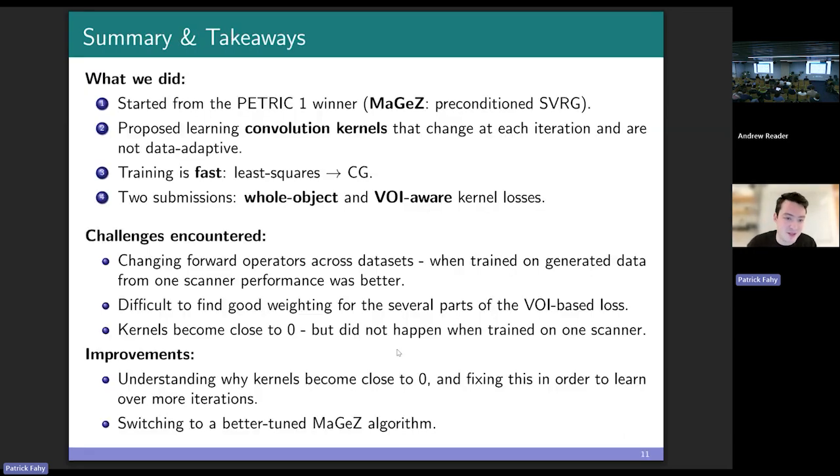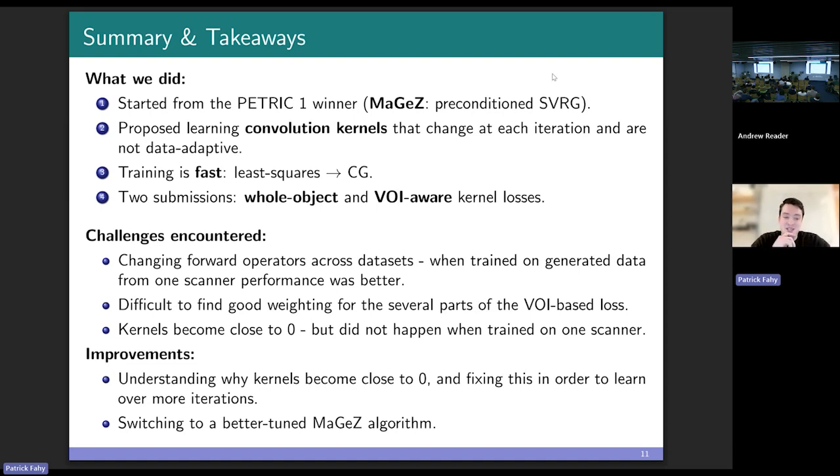Okay, so to conclude, what we did is the very natural thing of starting with this algorithm. We proposed learning convolution kernels that change at each iteration and are not data adaptive, so that it's very simple to learn. Training was really fast, so that wasn't an issue. And we had these two submissions, but there were a few challenges.